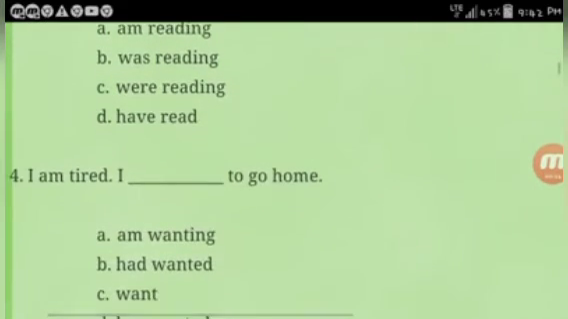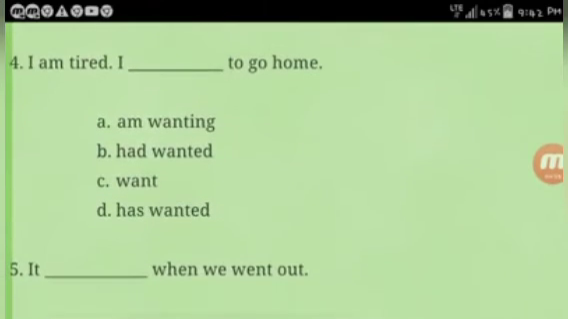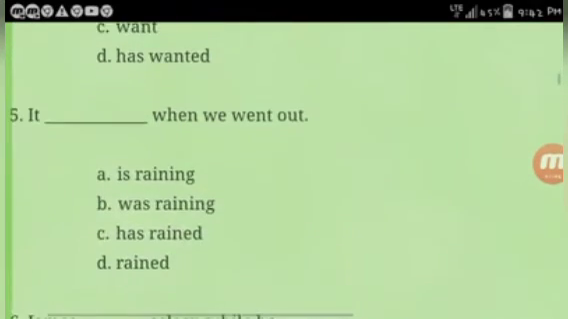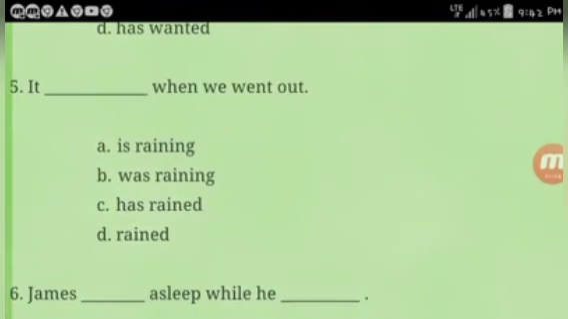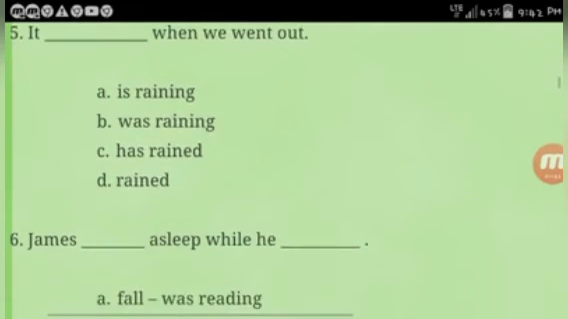Okay, next one, I am tired, I blank to go home. It's letter C, I want to go home. You cannot answer letter A because want is not used with ing. Next one, number 5 is the same with number 3. It blank when we went out. Okay, so here, when they went out, what was happening? It was raining. So it was raining when we went out. Okay, it's letter B. Next, number 6, James blank asleep while he blank. Okay, now here, past form, James fell asleep while he was reading.